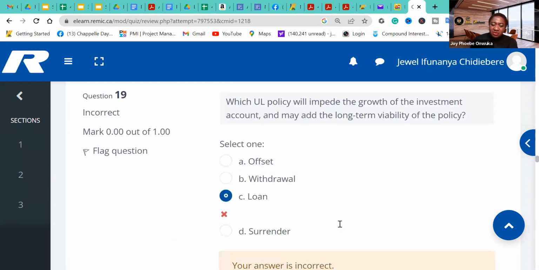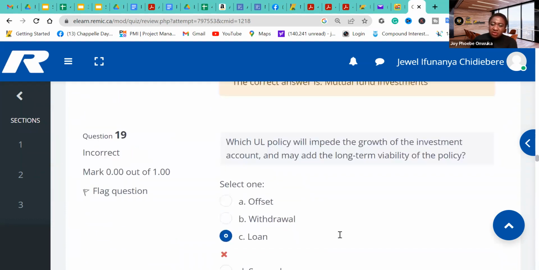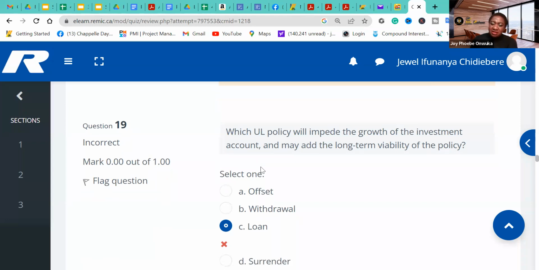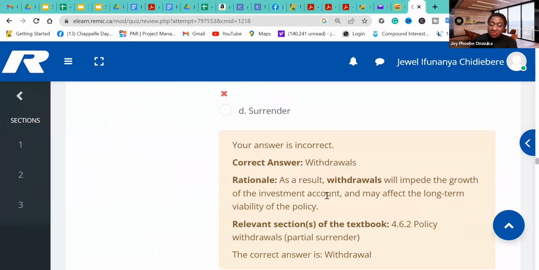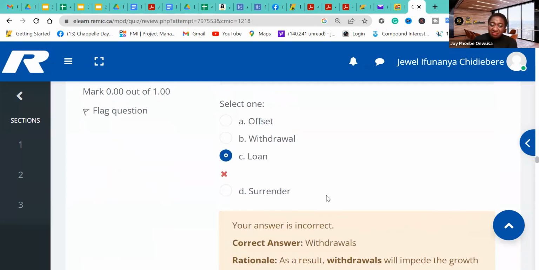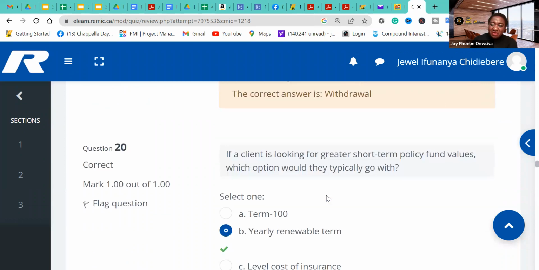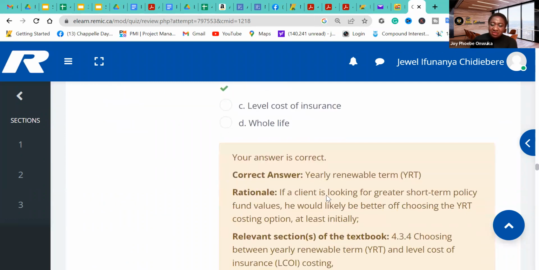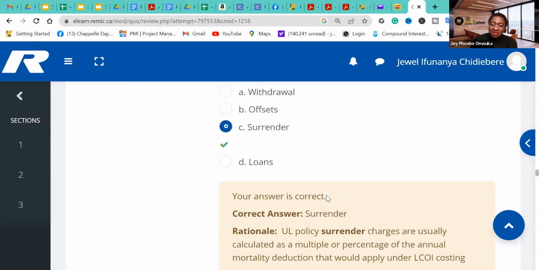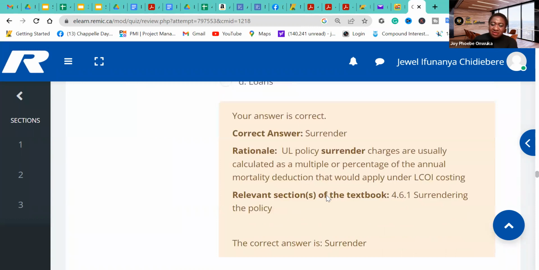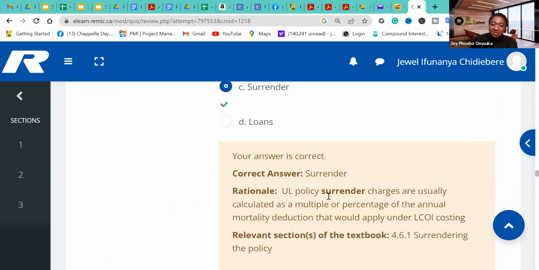Okay, this one we did not get. It said, which UL policy action will impede the growth of the investment? The correct answer is the withdrawal. Oh, interesting. Okay, please read the rationale, please. Then we got this one. Did you get this one? Yeah.